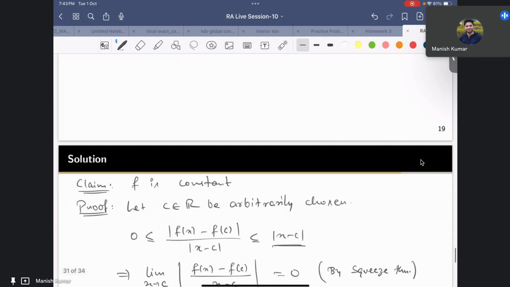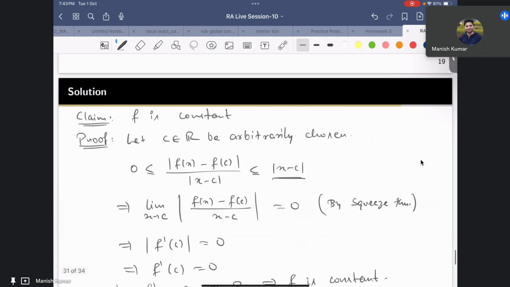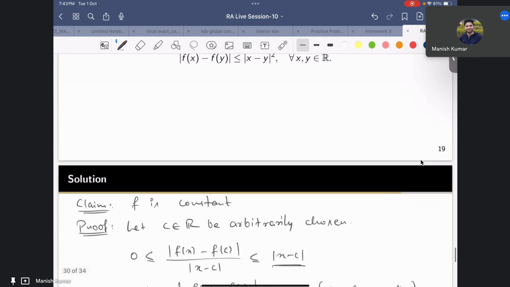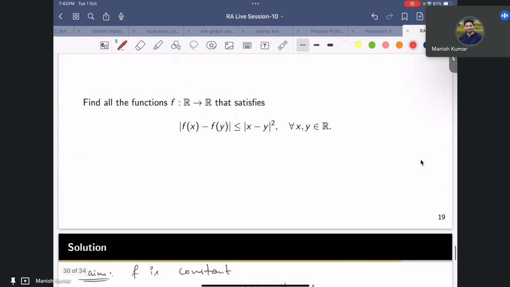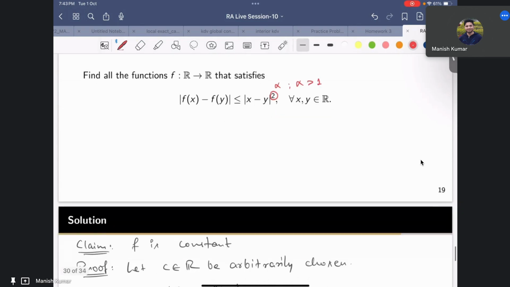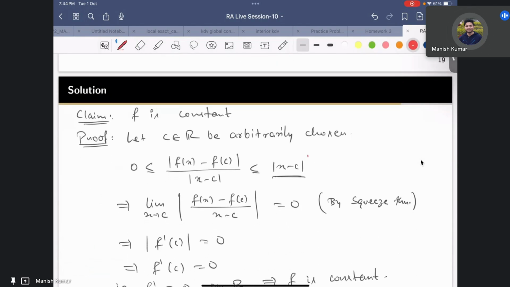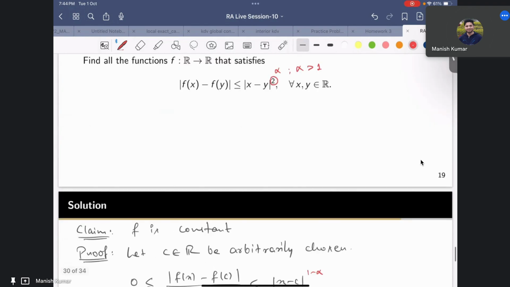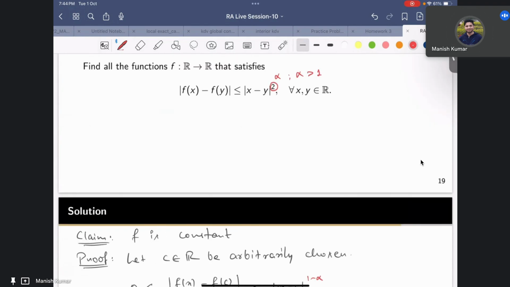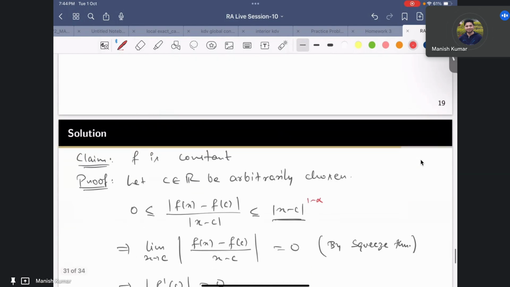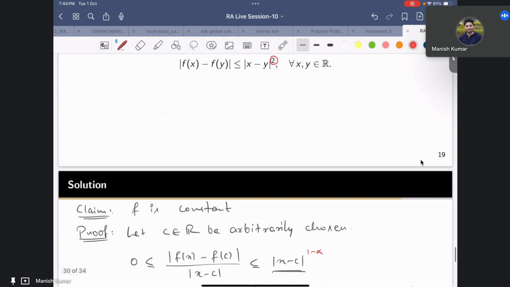So you look at this relation. If you want to replace this 2 by alpha, then alpha greater than 1 is sufficient. The reason being, you don't need greater than or equal to 2, just greater than 1 is sufficient, because here I can write alpha minus 1, I am taking alpha outside and dividing by it, sorry, alpha minus 1.